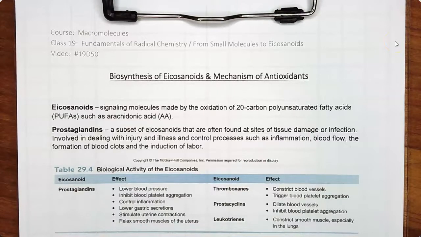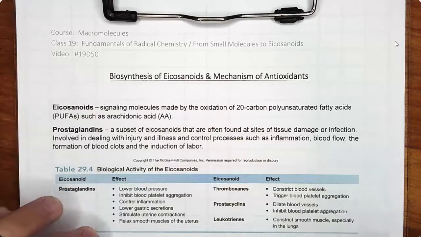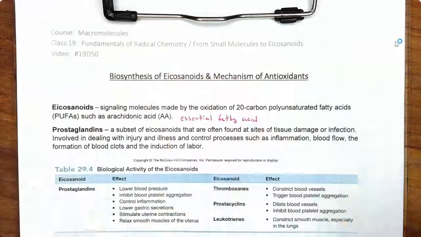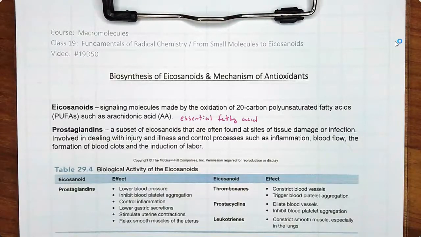Icosanoids are signaling molecules made by the oxidation of 20-carbon PUFAs, such as arachidonic acid. Arachidonic acid is an essential fatty acid, which means that it needs to be obtained through the diet. Humans cannot biosynthesize it. Prostaglandins are a subclass of icosanoids, and they're typically found in sites of tissue damage or infection. Here I have listed some processes that they control: inflammation, blood flow, the formation of blood clots, and the induction of labor.